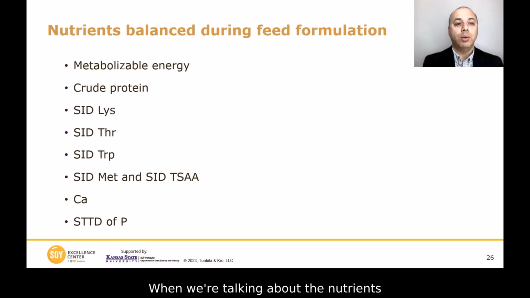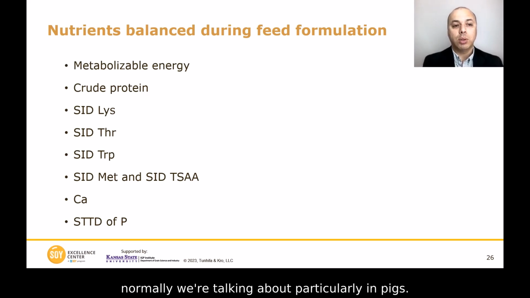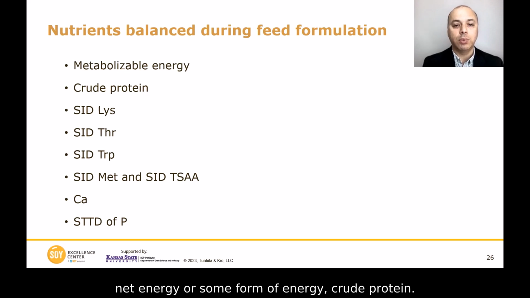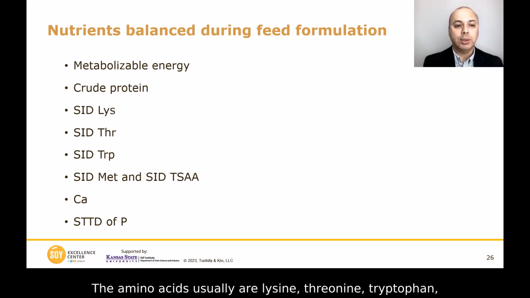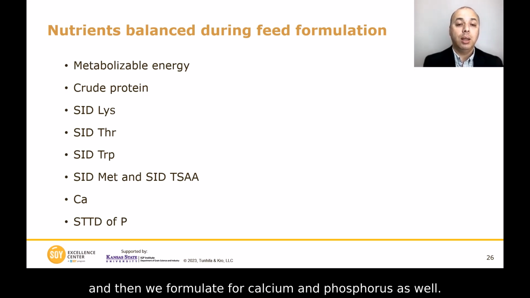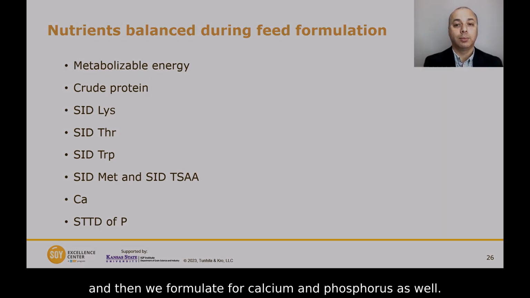When we're talking about the nutrients that we balance during feed formulation, particularly in pigs, we're normally talking about metabolizable energy, perhaps net energy, or some form of energy, and crude protein. The amino acids usually are lysine, threonine, tryptophan, and the total sulfur amino acids. And then we formulate for calcium and phosphorus as well.